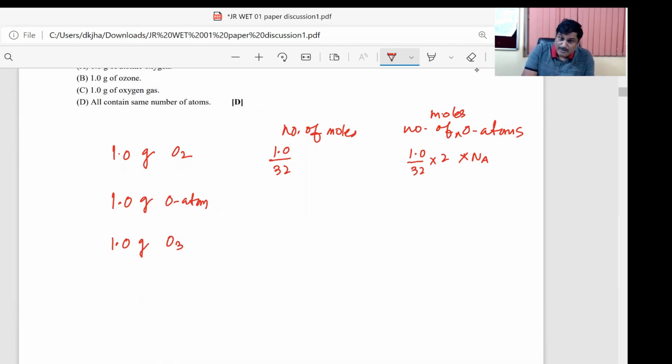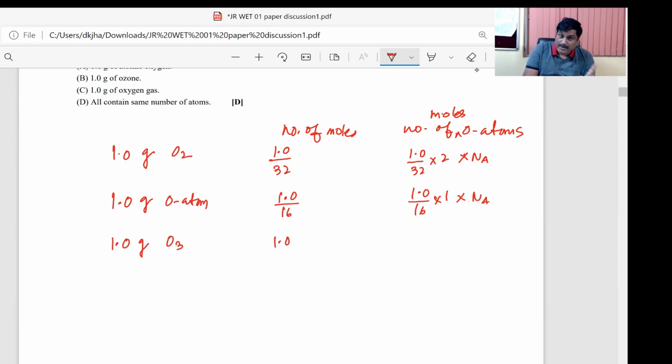So the number of moles of oxygen atoms is equal to 1 divided by 16. These many moles, and then how many atoms? 1.0 by 16 is the number of moles of oxygen, and this has one only into Na, these many oxygen atoms.